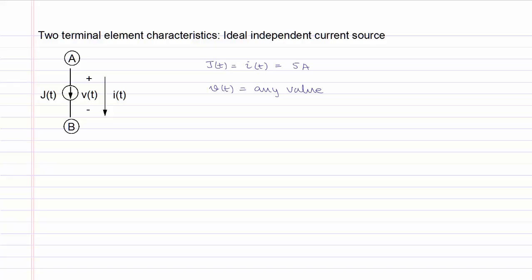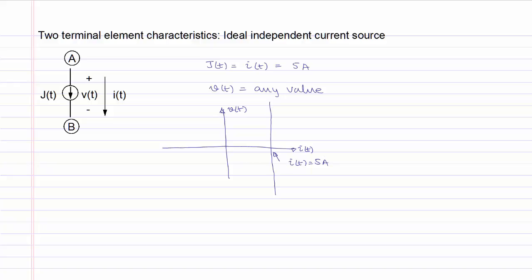If we plot this characteristic on a graph where we show I of t on the x-axis and V of t on the y-axis, since the current is constant, it will give us a characteristic which is a vertical line, and it crosses the x-axis where I of t is equal to 5 amperes. The voltage can have any value.